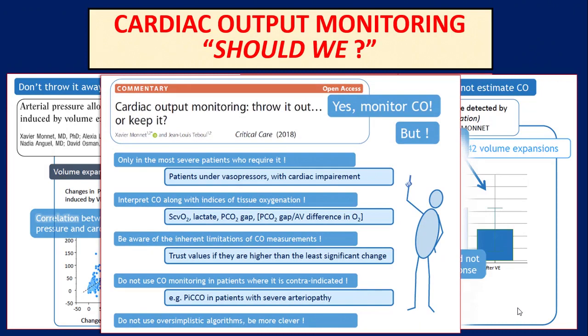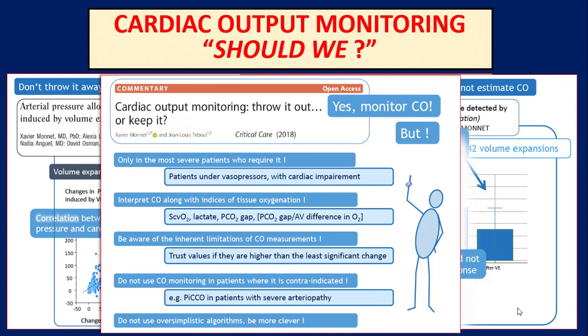These are the conditions. Only the most severe patients require it, patients under vasopressor with cardiac impairment, where we want to have other indices like tissue oxygenation, ScvO2, lactate, PCO2 gap, etc. Be aware of the inherent limitation of the cardiac output measurements. The true values need to be higher than the least significant change. Sometimes there could be error in the measurement, so the value may change and we can have a wrong interpretation. So trust values only if they are higher than the least significant change.